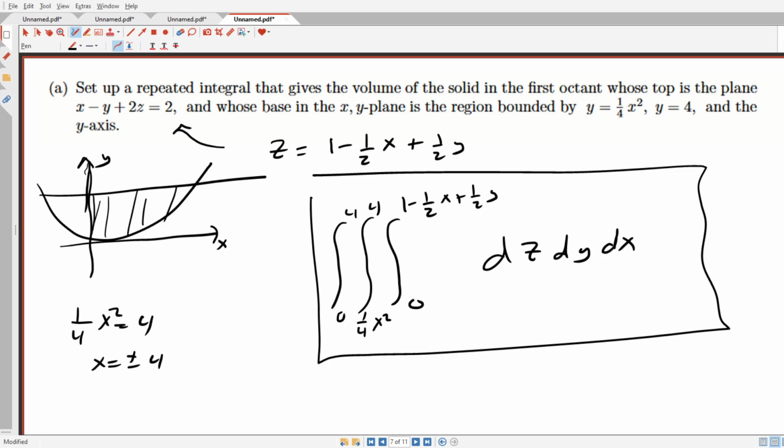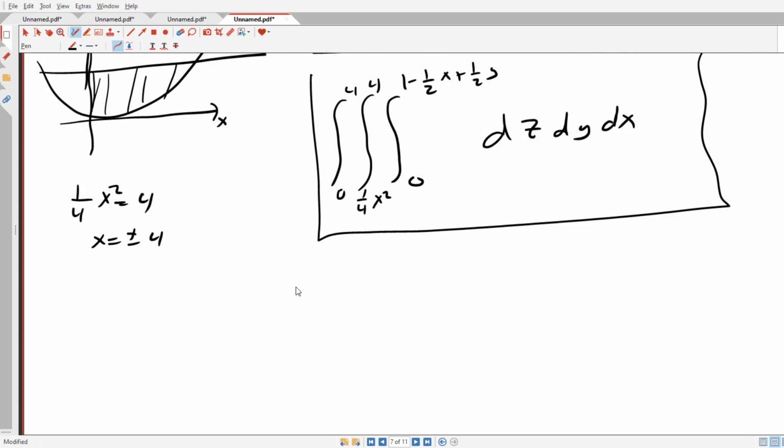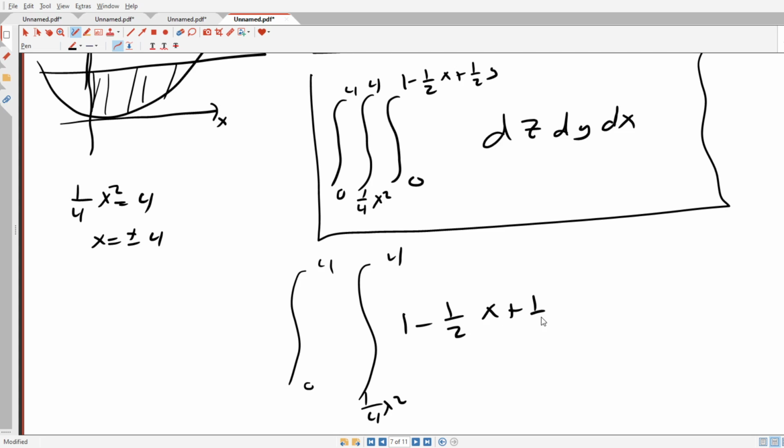I hope they're in the same order. Oh, okay. So the way the solution gives it, this would be completely correct. They just integrate this inner function. So they use 0 to 4, the integral from 1/4 x squared to 4, and the integral of 1 is z, so if I do this inner integral, I get 1 minus 1/2 x plus 1/2 y dy dx. And that would have been exactly equivalent, because this is just equivalent to working out this inner integral.